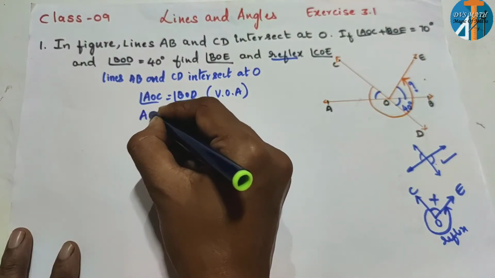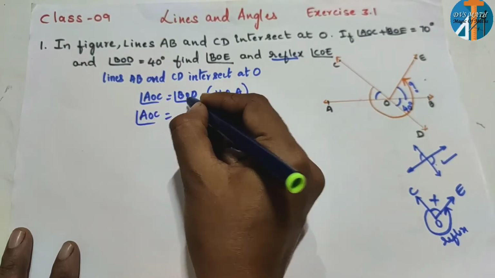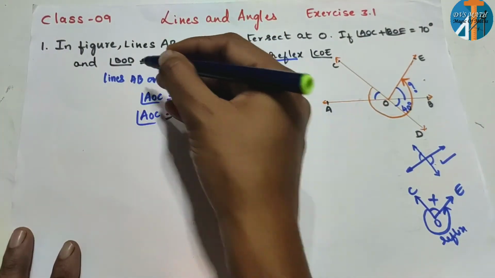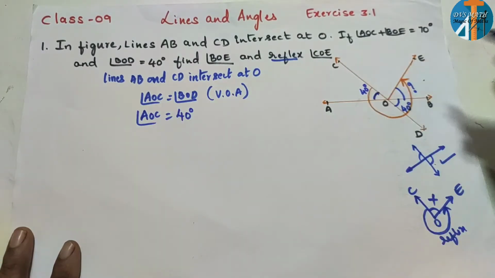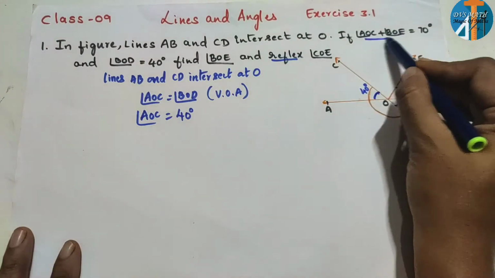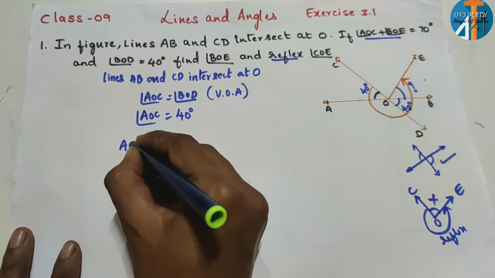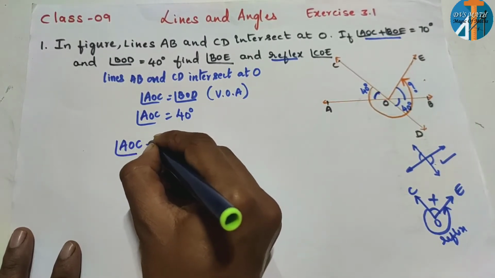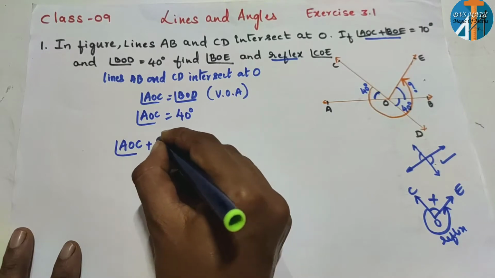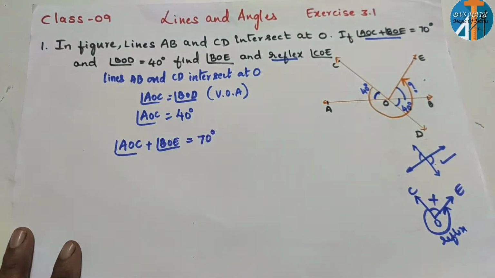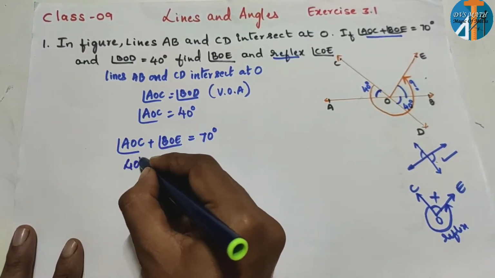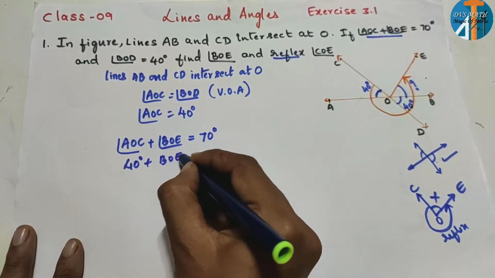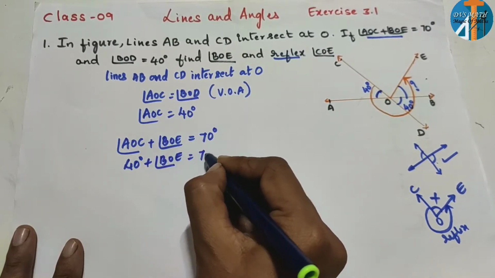Now let AOC be as it is. What is BOD? As in the question itself, they gave 40 degree. If BOD is 40 degree, definitely AOC is 40 degree because they are vertically opposite angles. Then let us consider this statement. What they have given? Angle AOC plus angle BOE is equal to 70 degree. Now what we got from this case? AOC is equal to 40 degree. Let BOE be as it is.